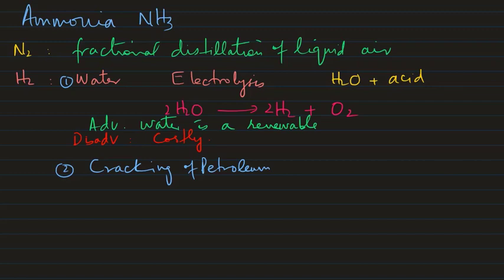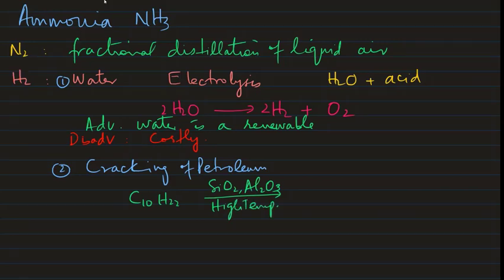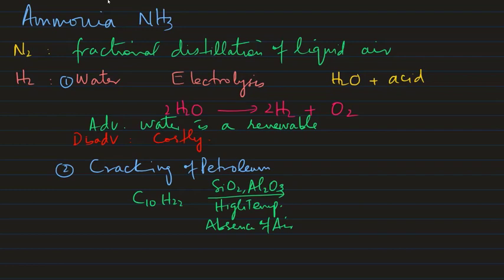So, for example, we have a compound like C10H22. This is a part of petroleum, and when you crack it, cracking requires high temperature and absence of air, in the presence of silicon dioxide and aluminium oxide as catalyst. So we can get smaller compounds, like C10H20, and along with it we get hydrogen.